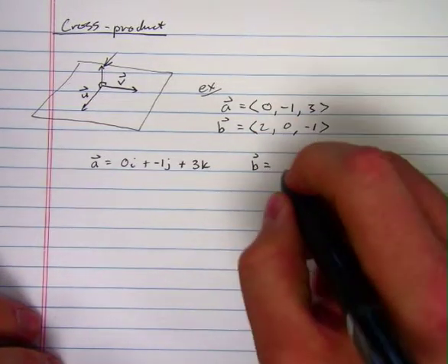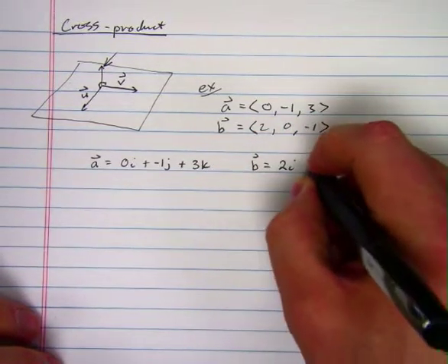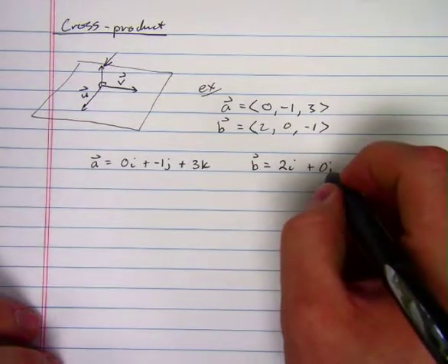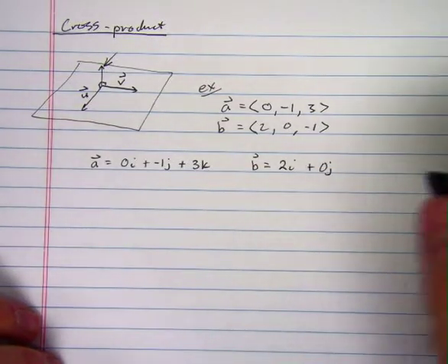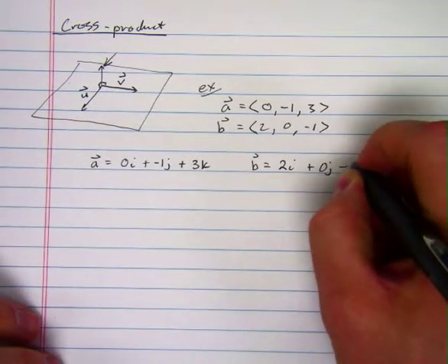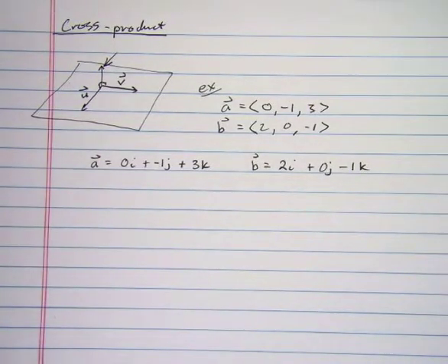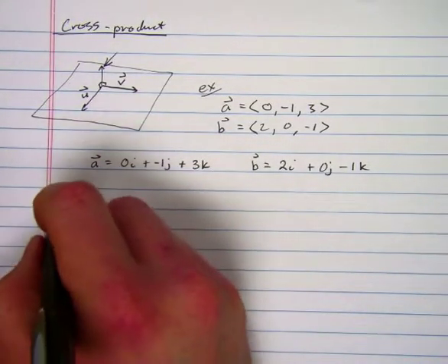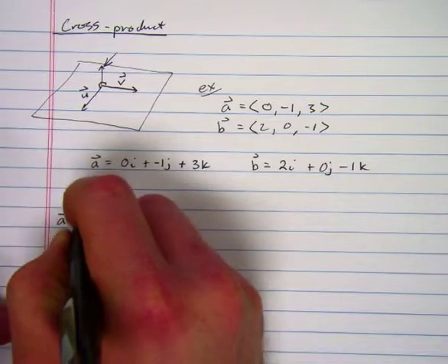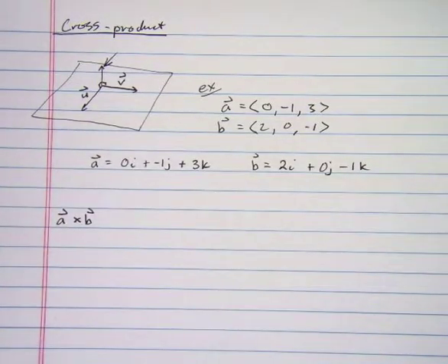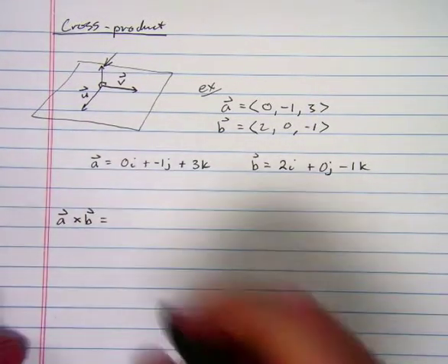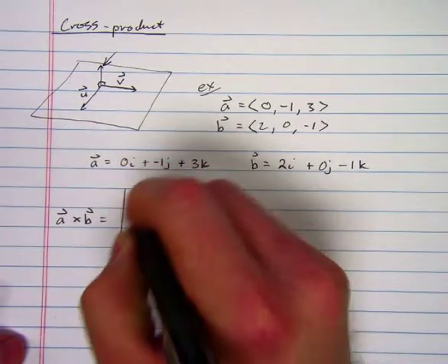Alright, for b, it would be 2i plus 0j. Again, we wouldn't have to write 0j, but just for clarity, I'm going to. And then we'd write -1k. Now, I'll write a cross with b right here. It's a symbol. Now here's how you're going to do it.